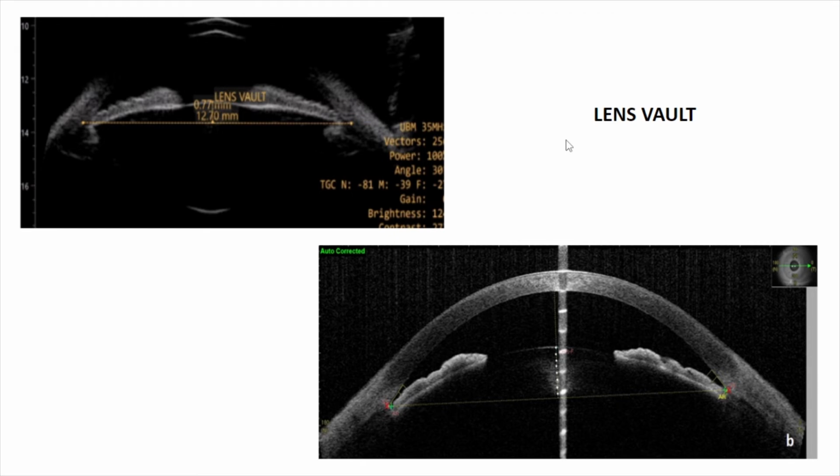So what is the angle picture compared to the lens vault? Narrower in the second one. So generally speaking, if you have a high lens vault, there is a possibility of angle closure, but then it is not always the case. So just don't go by the lens vault alone. Next.